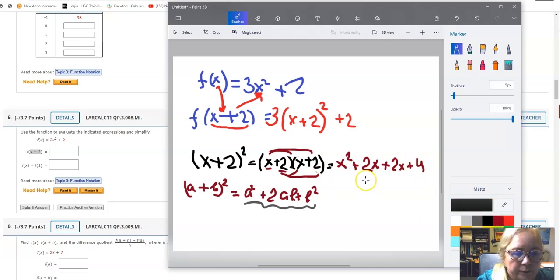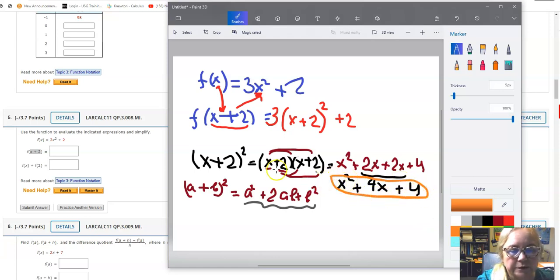Now it's time to combine like terms. As you can see, we have 2 like terms. When you add 2x and 2x, you don't change the exponent, you just add the coefficients. It's based on the distributive property of multiplication. It will be 4x, and you keep the x squared plus 4x plus 4. It would be the same result if you use the formula and apply it.